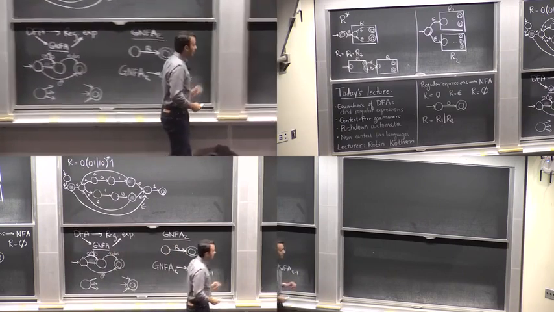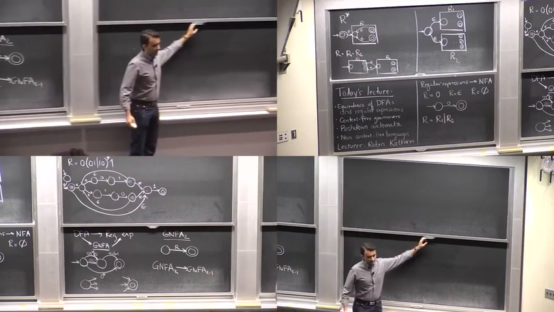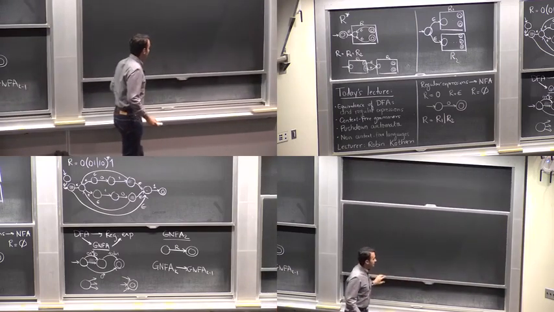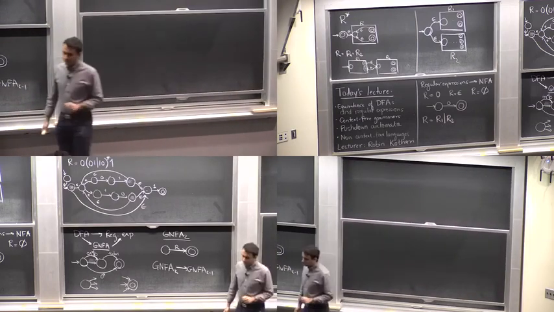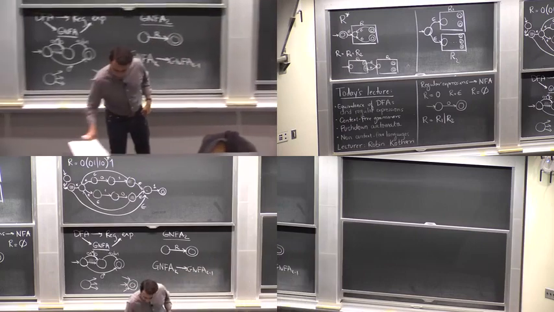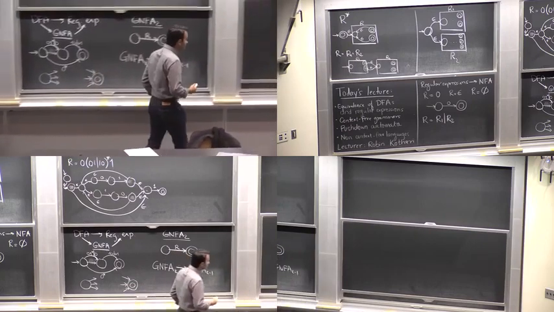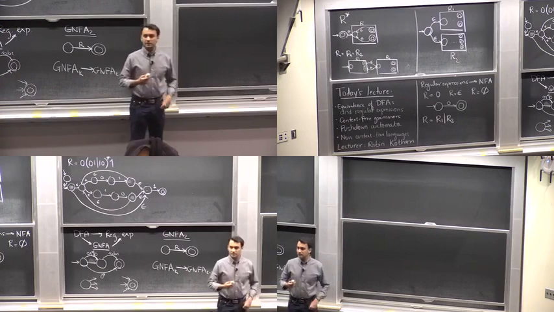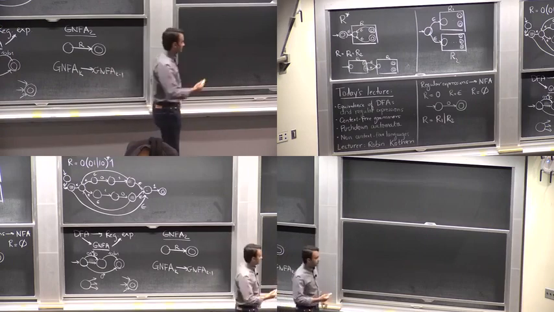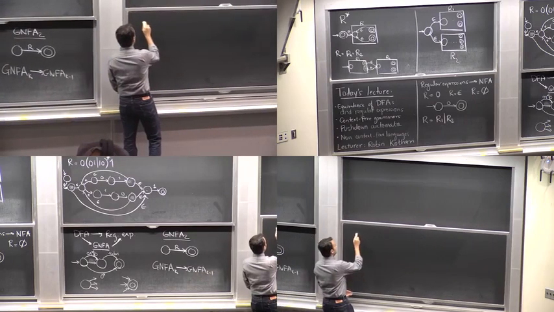So I just need to show you how you do this step. How do you go from a k-state GNFA to a k minus 1 state GNFA? And the way to do this is, how do you reduce the number of states? You just delete one of the nodes, or delete one of the states. That's the obvious way to do it.